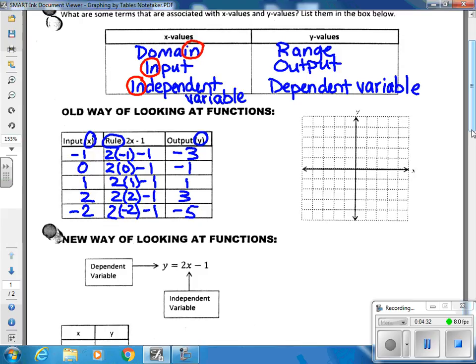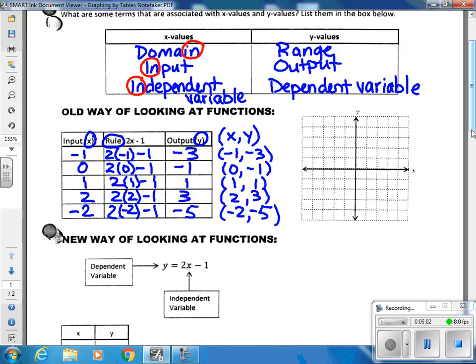Now, to go from the table to the grid on the right, where the graph is going to happen, you have to create ordered pairs. Well, ordered pairs are always made from an x and a y. If you look at your table, you now have an x and a y. So we're going to write the ordered pairs for these 5 values so that we can graph them a lot easier. The first one will be -1, -3. The second one will be 0, -1. Then we have 1, 1. We have 2, 3, and we have -2, -5.